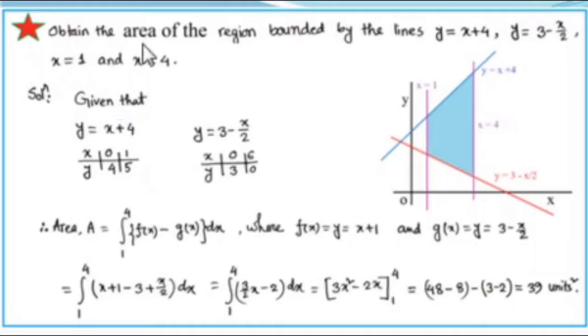Here, obtain the area of the region bounded by the lines y equals x plus 4, y equals 3 minus x by 2, and x equals 1 and x equals 4. Dear students, these are the four lines, four individual lines. So we have to draw this sort of equations in your exam.